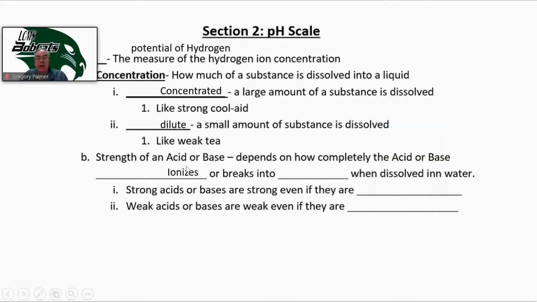As I was just saying, the strength of an acid or base depends on how completely the acid or base ionizes, or breaks into ions, when dissolved in water. Strong acids or bases are strong even if they're diluted, and weak acids or bases are weak even if they're concentrated.